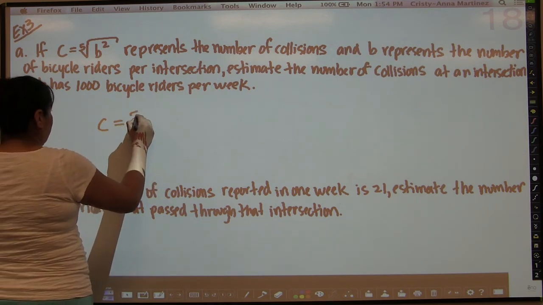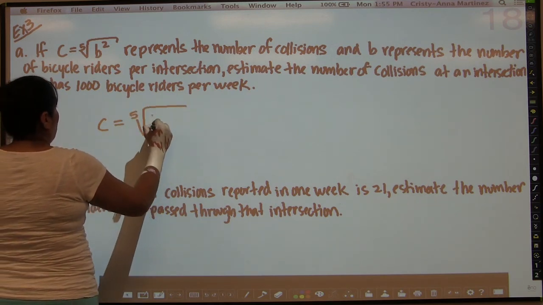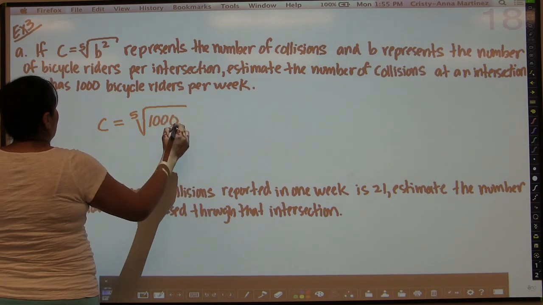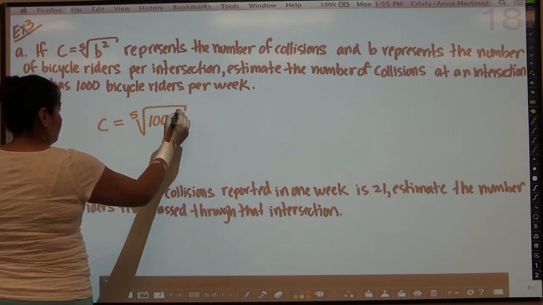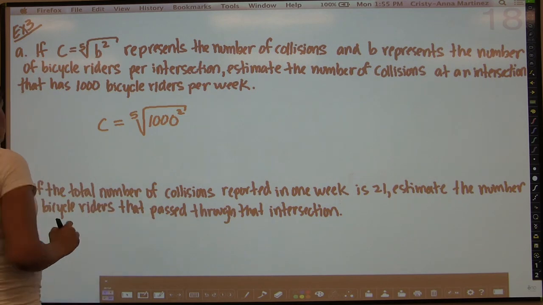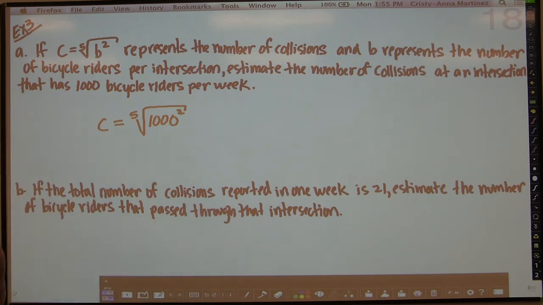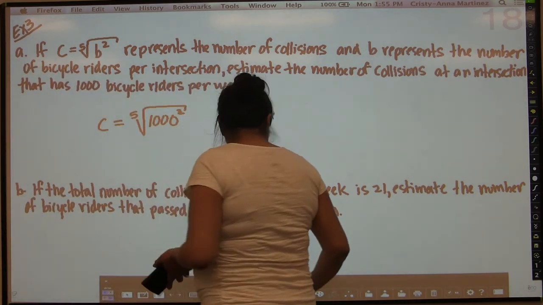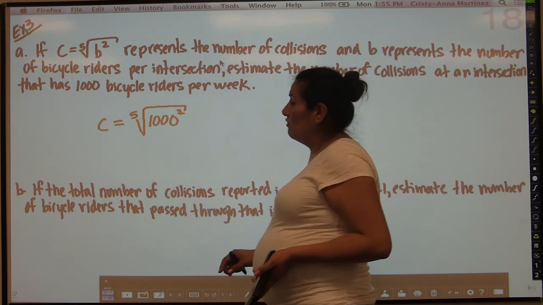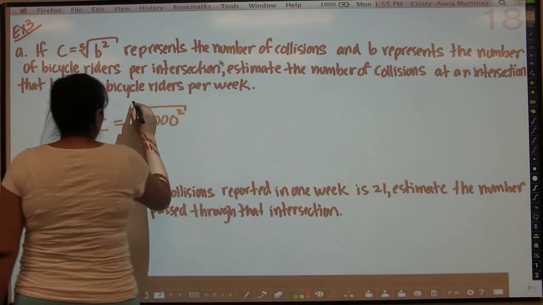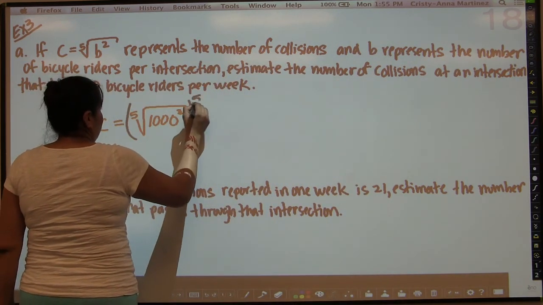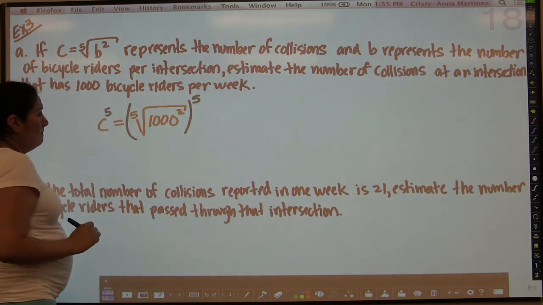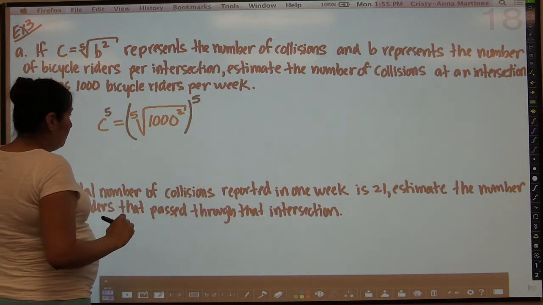So I'm going to get the fifth root of 1,000 squared. Okay? So this is not as complicated as you might think that it could be. So all we have to do is to get rid of the fifth root. Remember how inverses work. To get rid of the fifth root, all you have to do is raise it to the fifth power, because they're inverses of each other. Okay? So I'm going to get c to the fifth power.